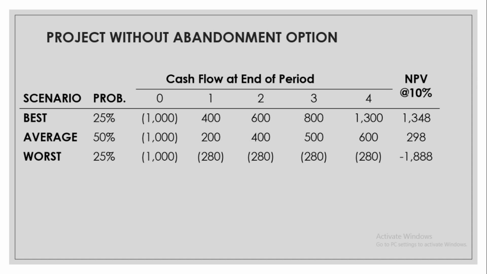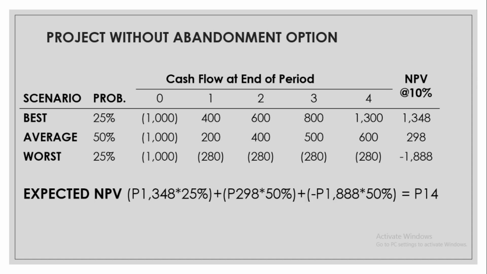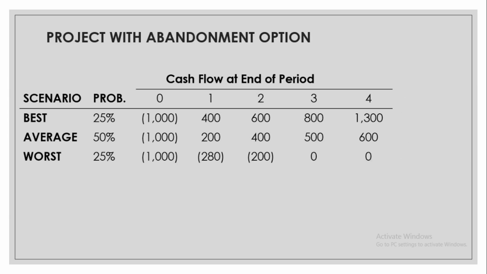Now we compute its expected NPV. So 1,348 times 25% plus 298 times 50% plus negative 1,888 times 25%, and so we have 14 as our weighted average NPV or expected NPV. Now we compute its standard deviation, or its standard dispersion from the mean of the three NPVs given. And so, using your calculator or your Excel, you'll be able to come up with a standard deviation of 1,179. Now let's proceed to the project with the abandonment option.